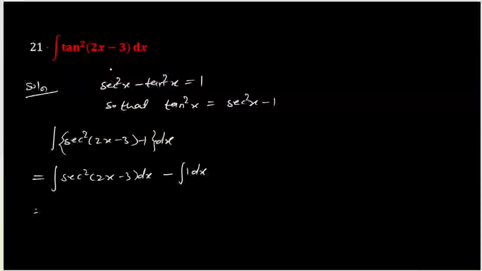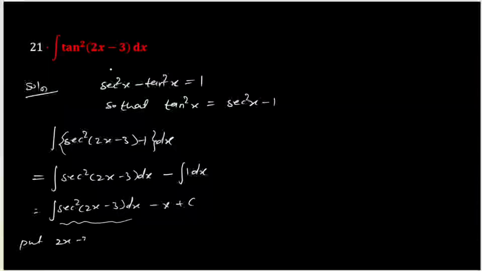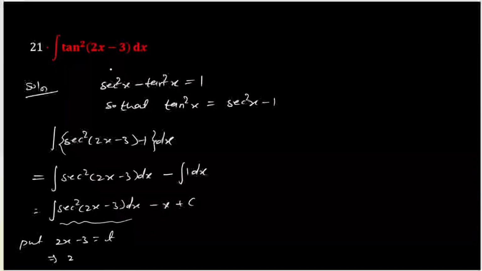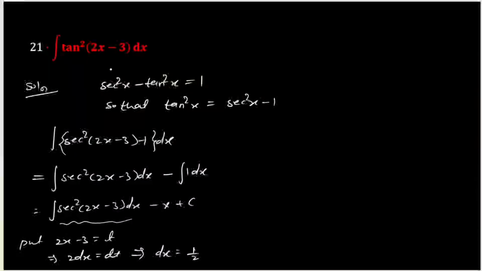So in the first integral, the integral of sec^2(2x - 3) dx, and the second integral is equal to x + c. In this integral here, put 2x - 3 = t, therefore 2 dx = dt, that is dx = dt/2.